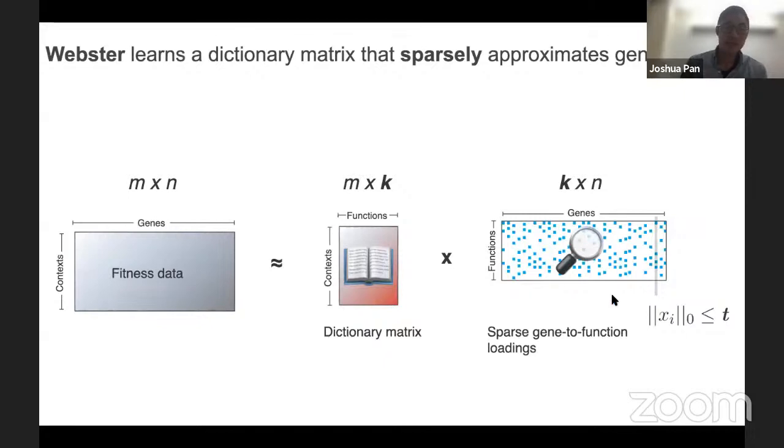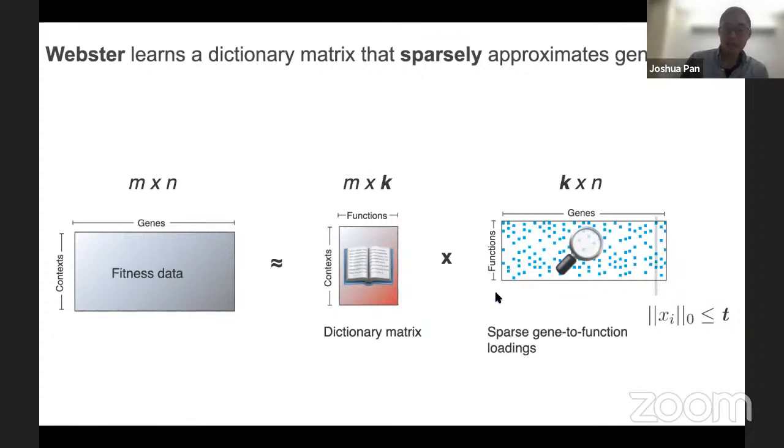Inspired by these criteria, we looked to a method called dictionary learning, and we developed an approach that we call Webster. Webster takes as input a matrix of fitness data. Every row is a cell context, every column is a gene, and every entry represents the essentiality of that gene in that context. The output of this method is two low-rank matrices. The first is this dictionary matrix, where instead of having genes, we now have latent biological functions derived automatically from the data.